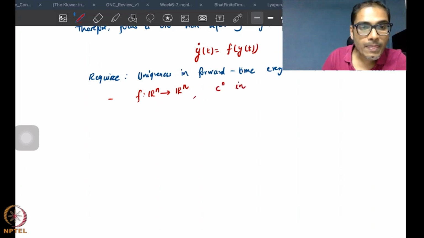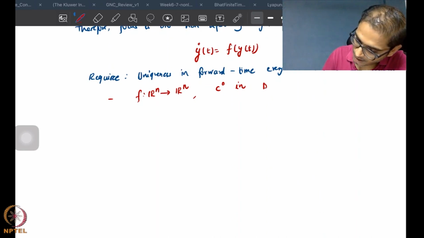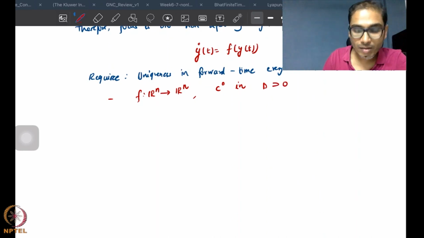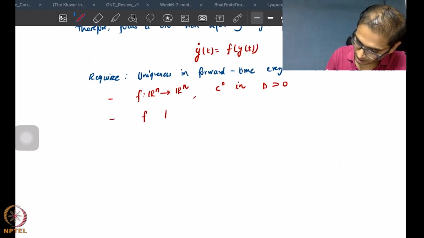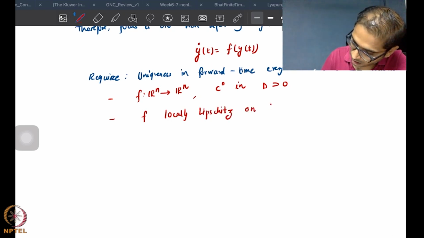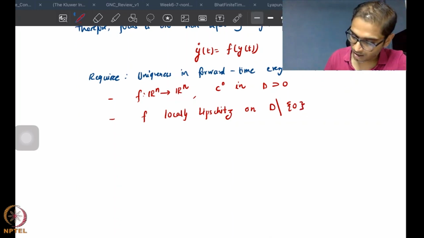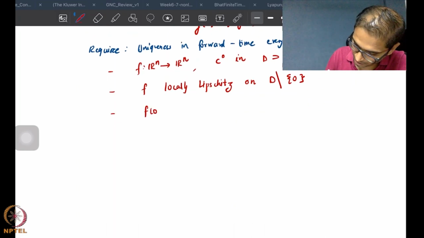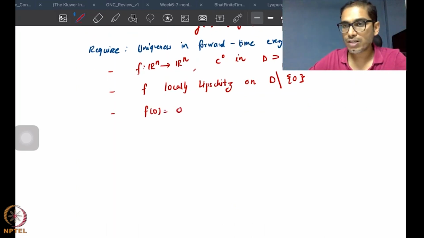C0 in D, which contains the origin, F locally Lipschitz on D with the origin removed. And of course we have f(0) equal to 0 to guarantee that the origin is in fact an equilibrium. Okay, all right, great.